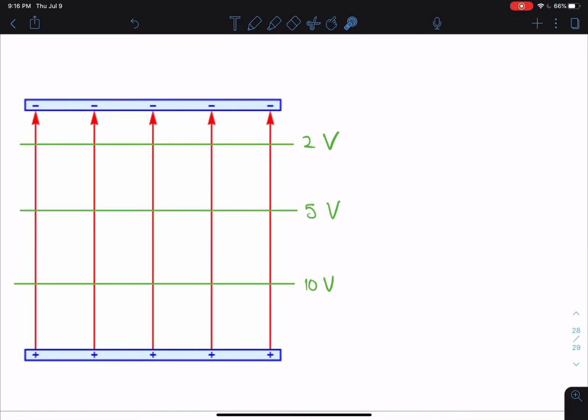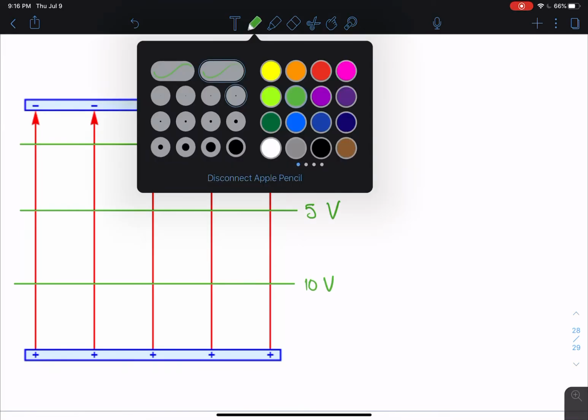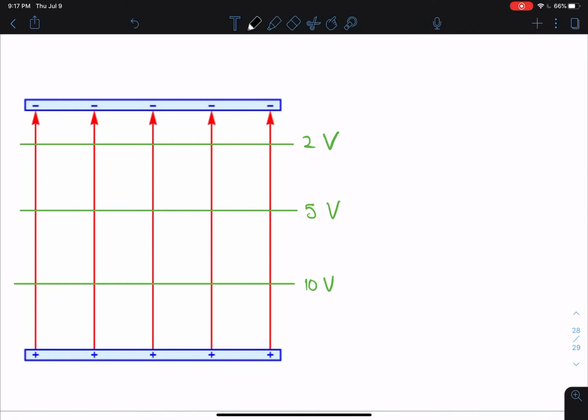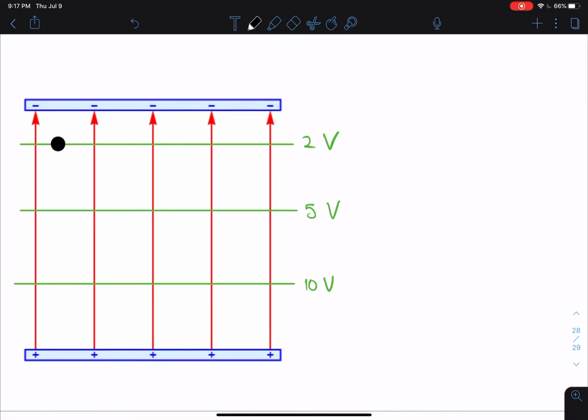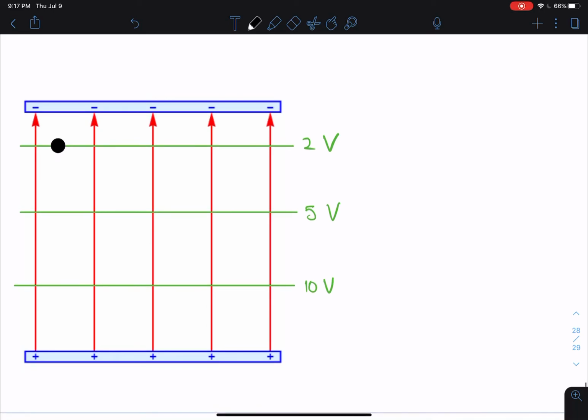So let's say I've got a charge. Let me quickly draw one here. So there's my charge. And let's say I move the charge along this 2-volt equipotential line. Doesn't matter which way I go, but to keep it straightforward, we'll say I'm moving it to the right. As I'm moving it to the right, I'm interested in knowing how much work the electrostatic force is doing on it. So the formula for work, we know what that is.